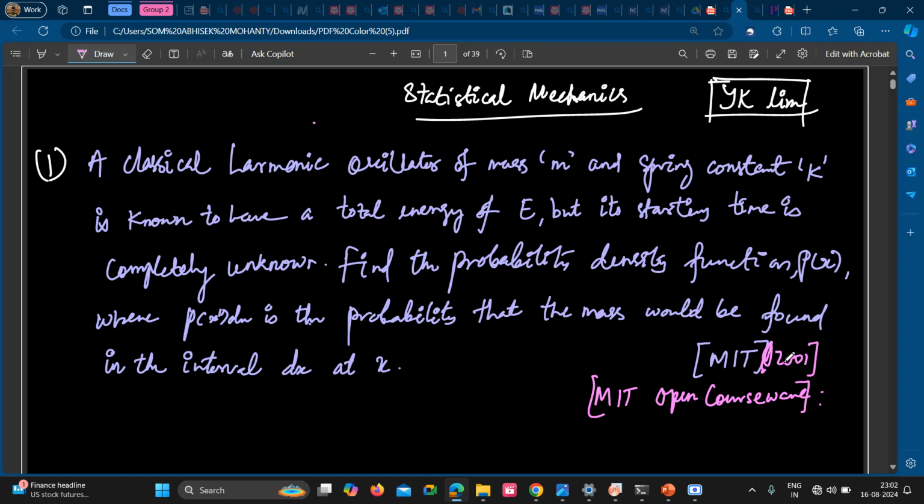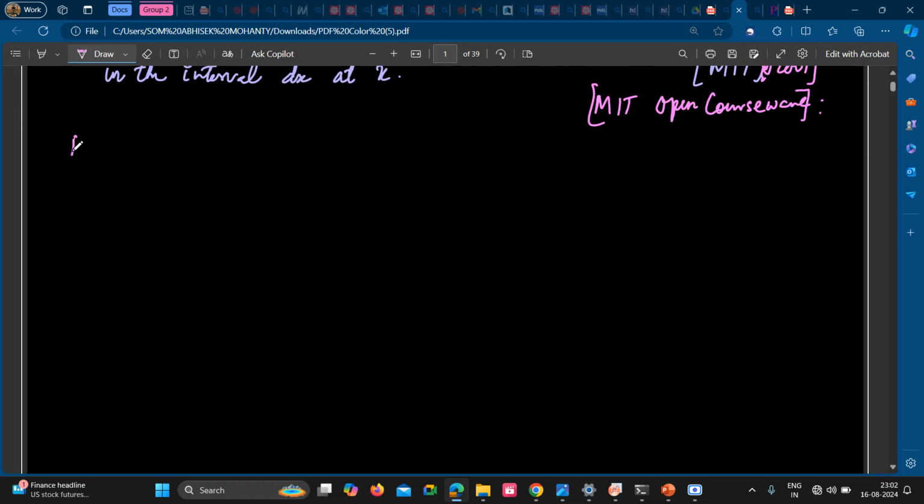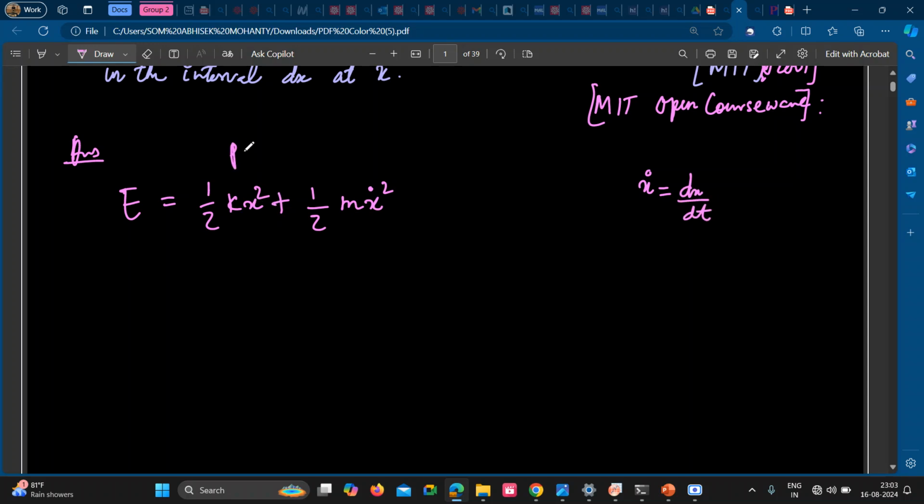Okay, let's solve it. First of all, what is the total energy for the classical harmonic oscillator? We know it is half k x squared plus half m v squared, that is half m x dot squared, where x dot is dx by dt. The first is the potential energy term, and the second is the kinetic energy term. So this is the Hamiltonian, the total energy: half k x squared plus half m x dot squared.